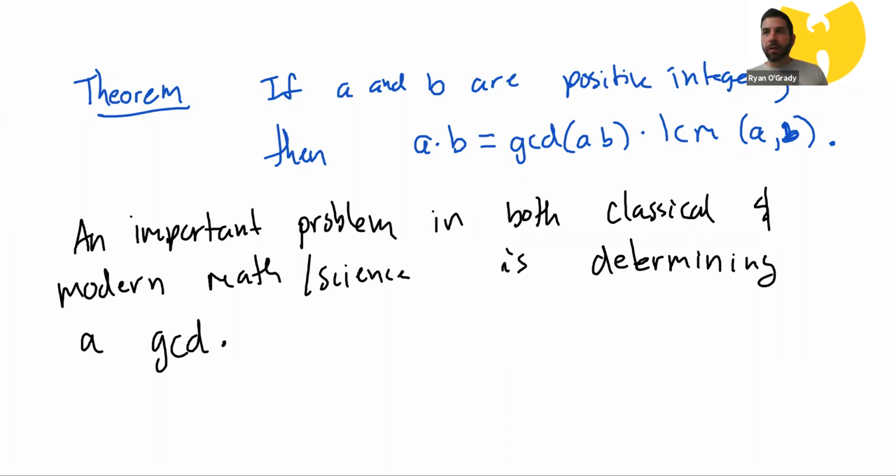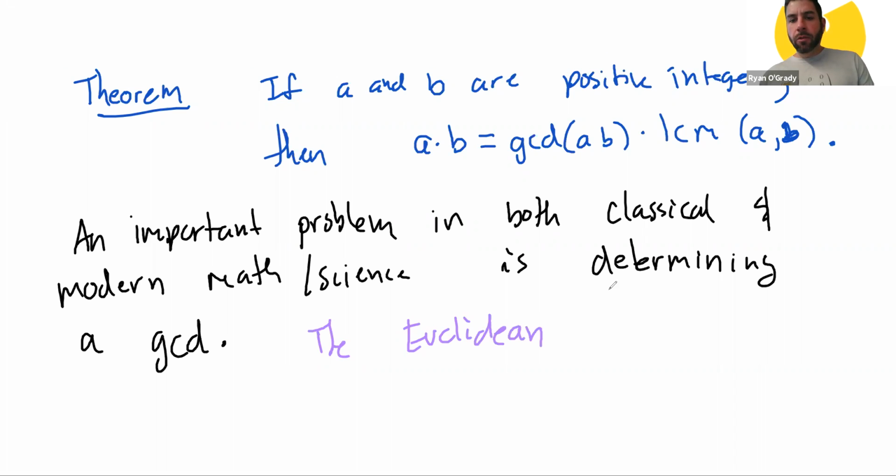And luckily, there's an algorithm that goes back as far as we have written history. It's called the Euclidean algorithm. This is the same Euclid from geometry, if you've studied any geometry.